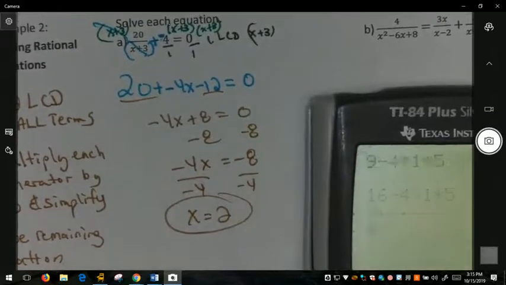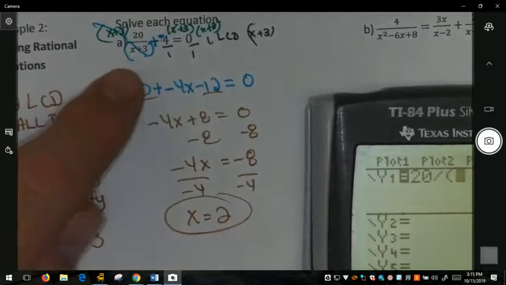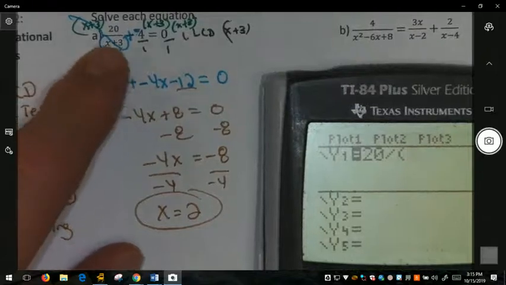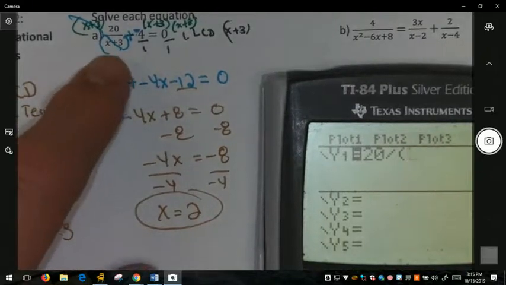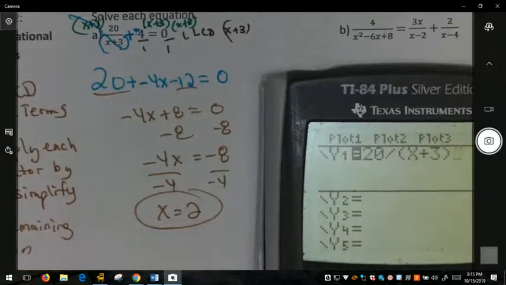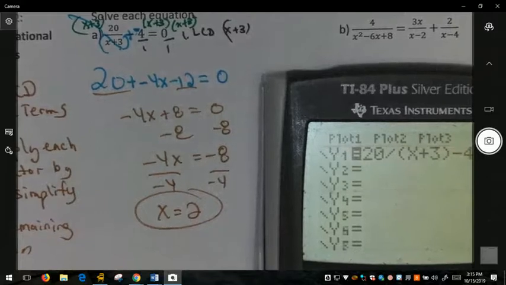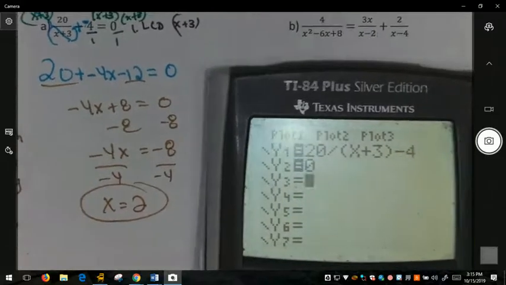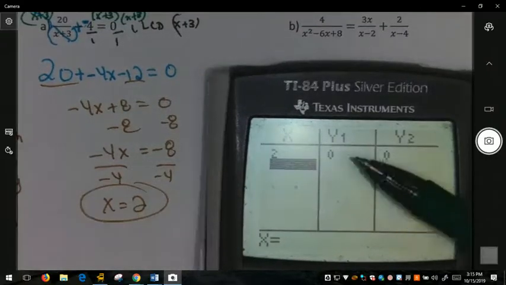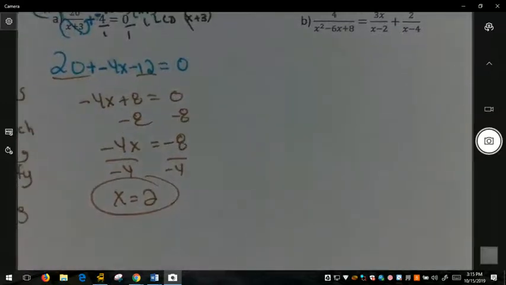I'm going to check for extraneous solutions by putting the left side of the equation in for y sub 1, making sure that if there is any addition or subtraction in the numerator or denominator, I put that entire numerator or denominator in parentheses. And that was originally a minus 4. On the other side was 0. So now when I go to my table and plug in my answer of 2, I get that it does equal 0 for both sides. So this is the correct solution.